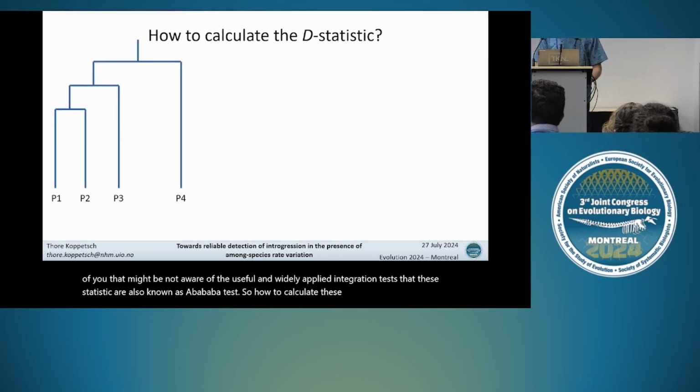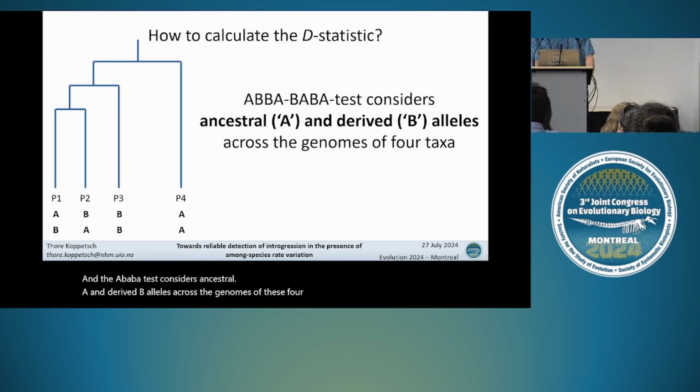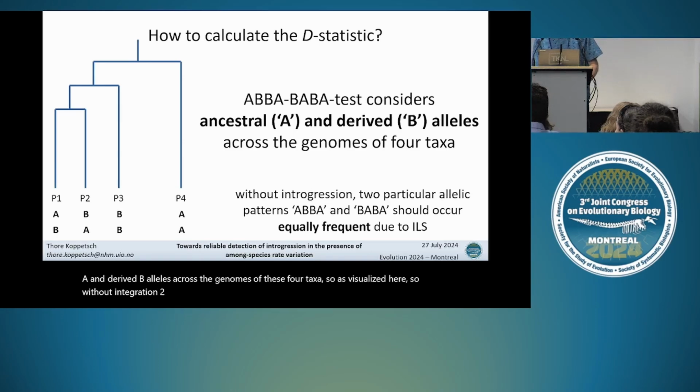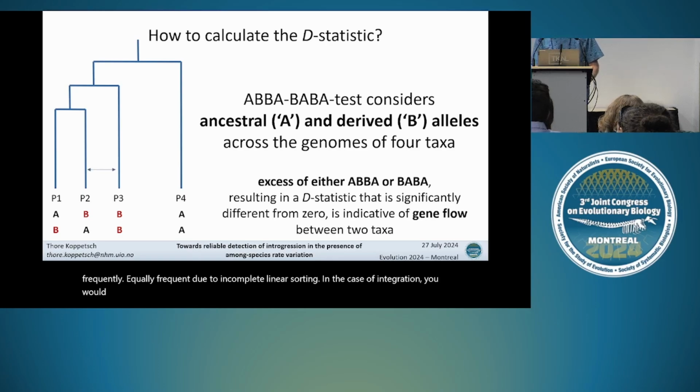You have a 4-taxon phylogeny, P1, P2, P3, and P4. The ABBA-BABA test considers ancestral A and derived B alleles across the genomes of these 4 taxa, as visualized here. Without introgression, 2 particular allelic patterns, ABBA and BABA, should occur equally frequently due to incomplete lineage sorting. In the case of introgression, you would expect an excess of either ABBA or BABA, resulting in a D-statistic that is significantly different from 0 and indicative of gene flow between these 2 taxa.